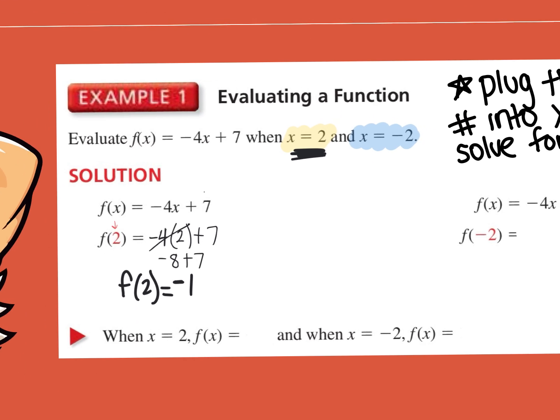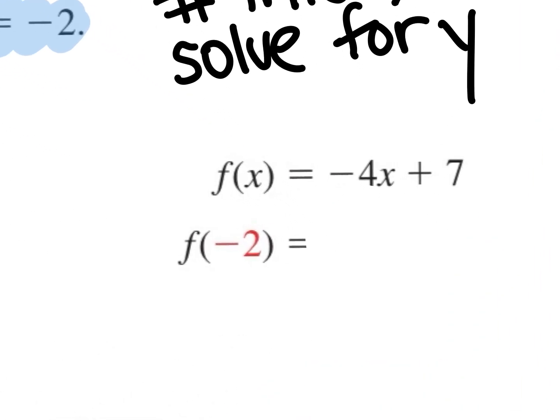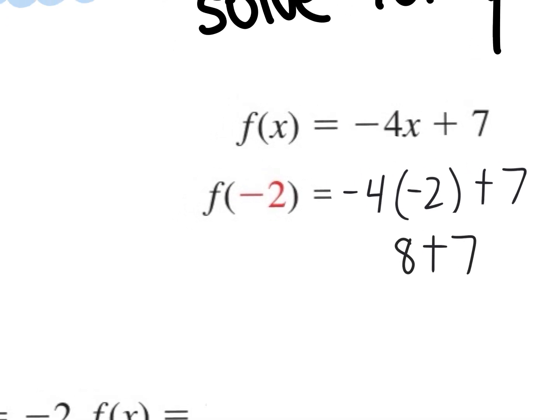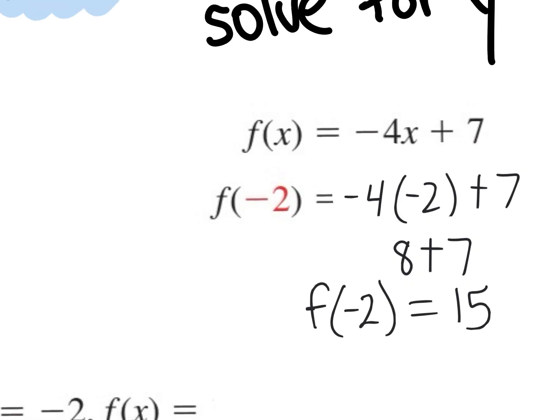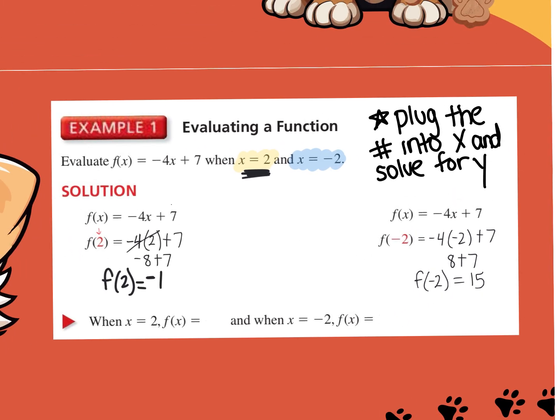When x is -2. So over here I'm going to do the same thing, except this time I'm not doing f of 2. I'm doing f of -2. So I'm plugging in a -2 where it says x. So -4 times -2 is +8. What's +8 plus 7? It's not 18. My bad. 15. So f of -2 is equal to 15. That means when you plug in a -2, you get 15, right? So f of 2 is -1 and f of -2 is +15. Does that make sense? Yes. Okay.